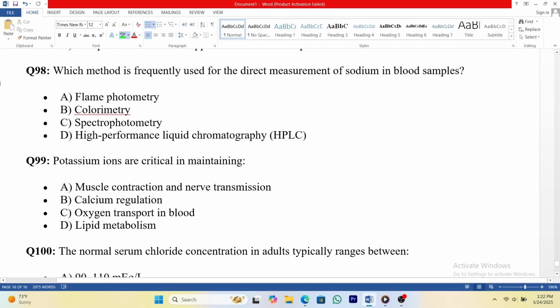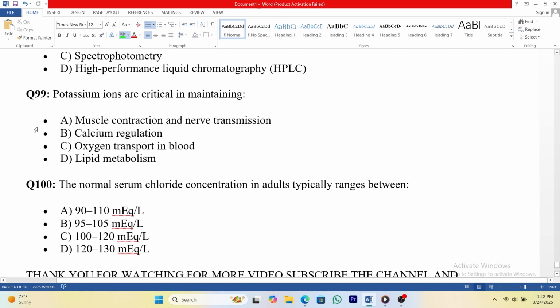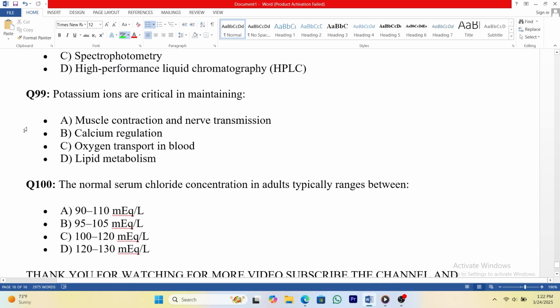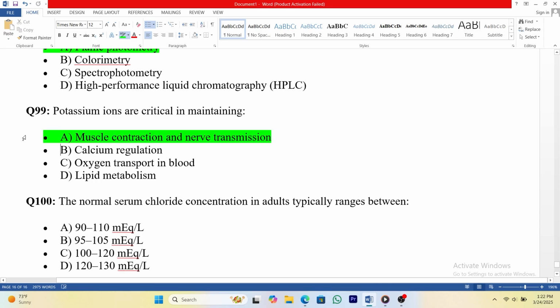Answer, A. 99. Potassium ions are critical in maintaining A. Muscle contraction and nerve transmission. B. Calcium regulation. C. Oxygen transport in blood. D. Lipid metabolism. Answer, A. 100. The normal serum chloride concentration in adults typically ranges between A. 90-110 milliequivalent/L. B. 95-105 milliequivalent/L. C. 100-120 milliequivalent/L. D. 120-130 milliequivalent/L.